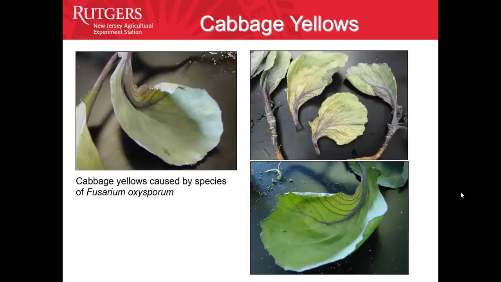Cabbage yellows is caused by a Fusarium. Again, common soil-borne fungus. The diagnostic feature of yellows is the formation of the leaves. One half of the leaf will stop developing, and the other half will continue because the vascular system has been cut off somehow, and you get a lopsided leaf. You also get a wilt in this. So if you're seeing these lopsided leaves on your plant, you're most likely dealing with a Fusarium problem.